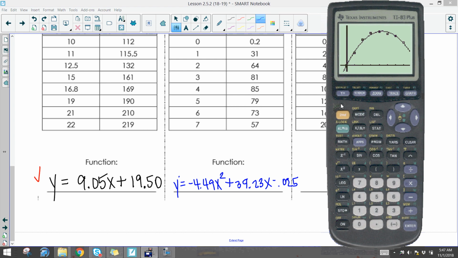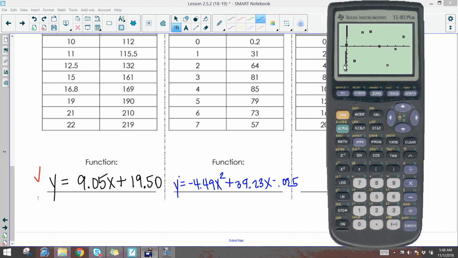Now the way to check that is to hit second, y equals, go back into that stat plot, and we want to change y list to residual. We do that by hitting second stat, option number 7 is residual, and then hit zoom. Number 9 is zoom stat again. It's a pretty darn good residual.